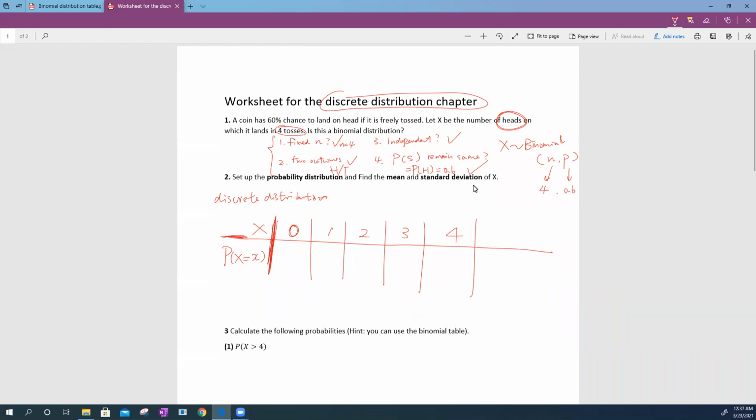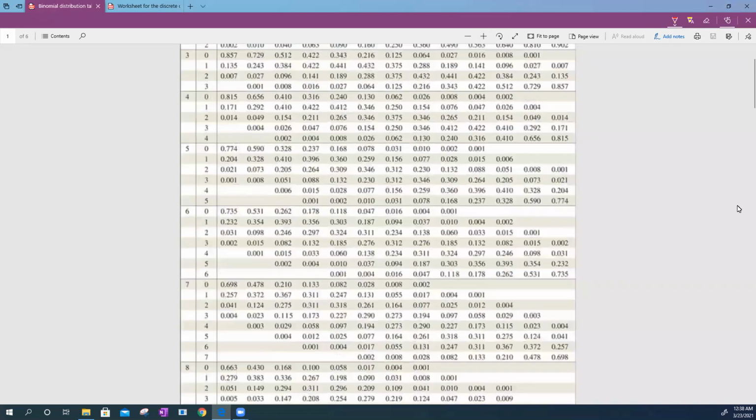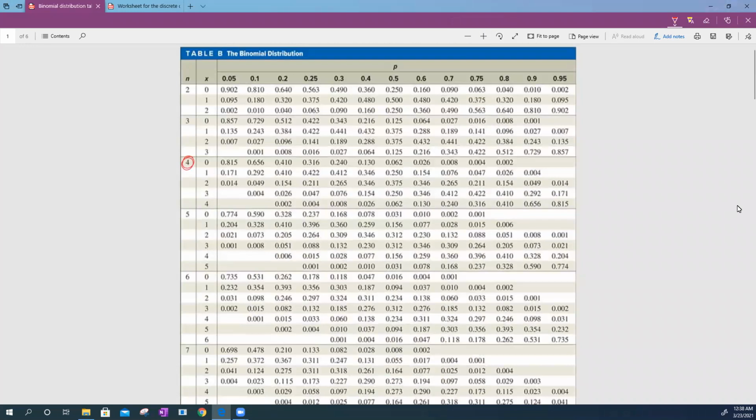And then the corresponding probabilities, we can get easily from the binomial distribution table. All we need to know is what is n and what is the probability. So n equals 4. We go to n equals 4, and the possible values X can take are right here. Then we find the probability of success, which is 0.6, and we circle this whole column. Those are the corresponding probabilities.